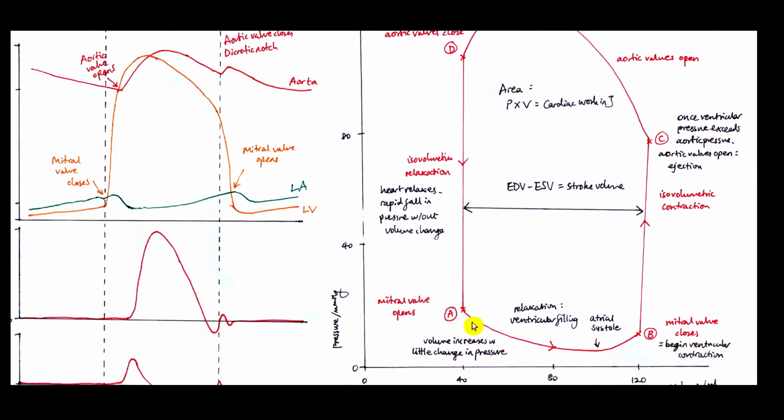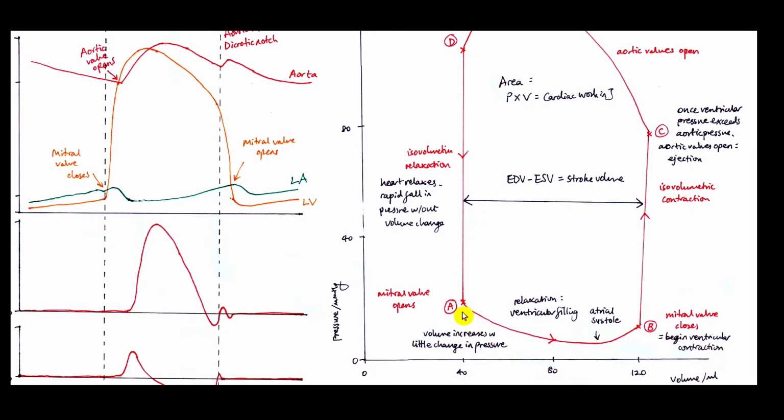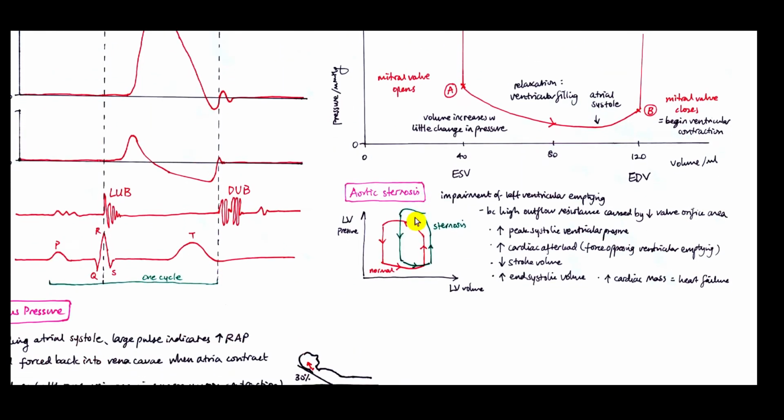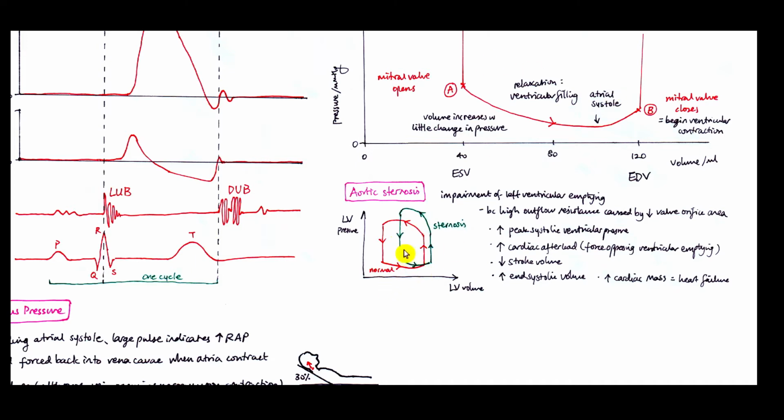And there's isovolumetric relaxation, so no change in volume, but a very dramatic decrease in pressure. The heart relaxes, and there's a rapid fall in pressure without much volume change. Now, aortic stenosis. This would be a normal cycle, as we've seen here, and stenosis would look something like this. If we look at this diagram for a minute, we've got a higher peak, so higher pressure, and less filling, so greater end systolic volume.